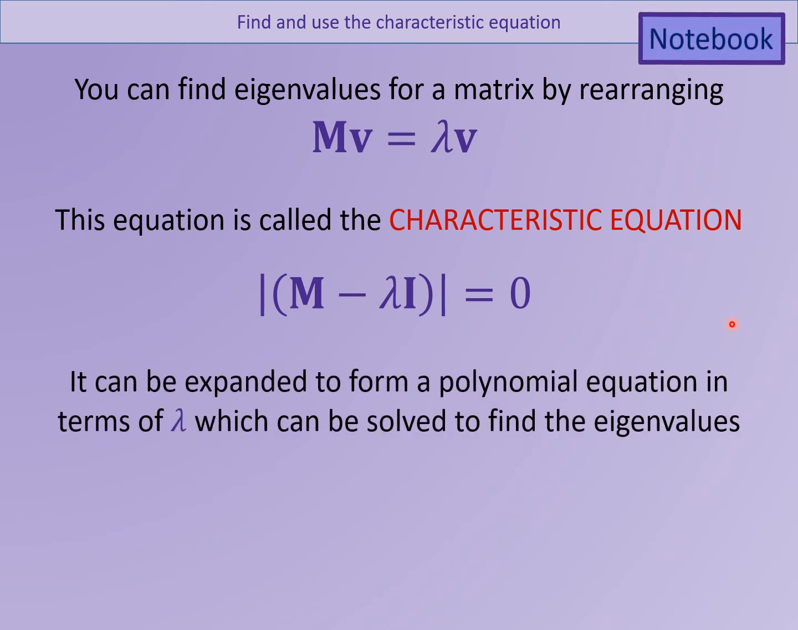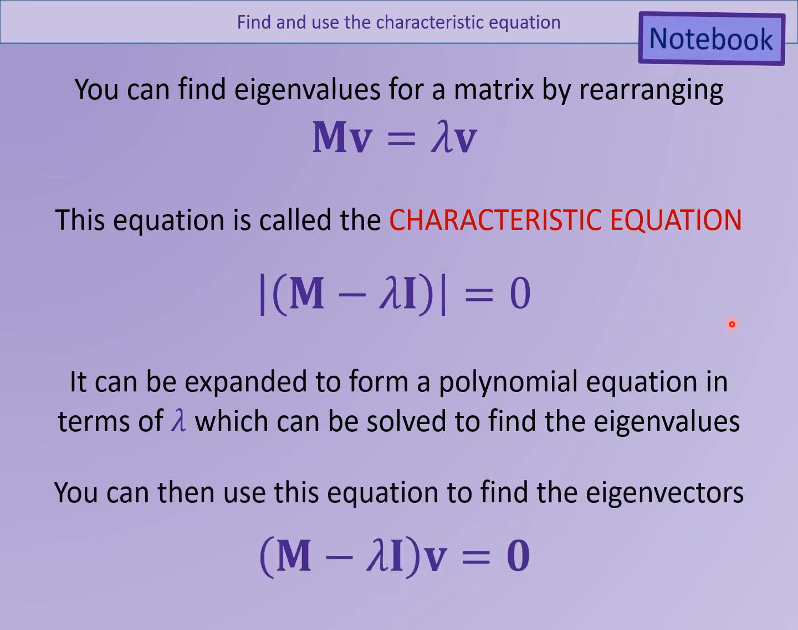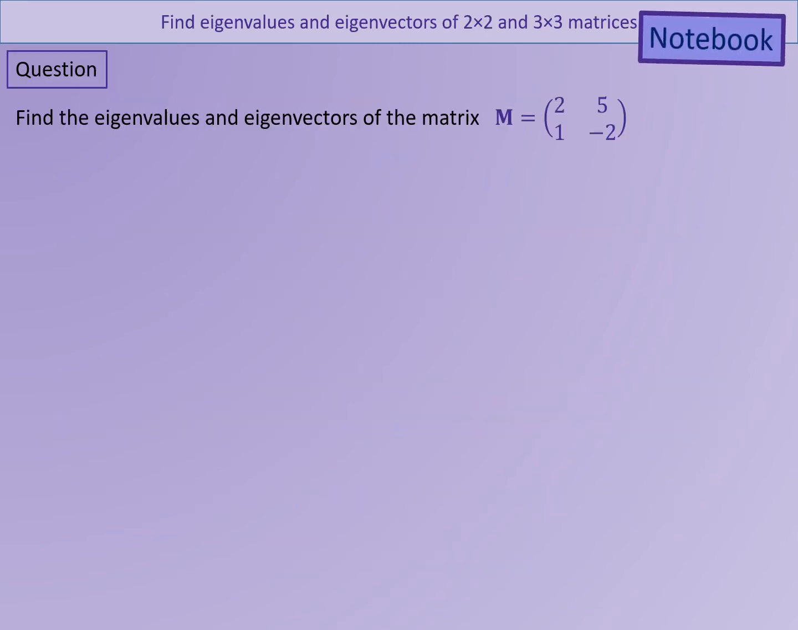Now, the way we'll work it out is once we've actually substituted all the stuff we know into it, it can be expanded to form a polynomial equation. And I'll give you an example of that in a minute. And then, as I said previously, once we've got the eigenvalues, we can then use that equation at the bottom, which was just a rearrangement of this top one, to help us find the eigenvectors. So let's have a look at an example.